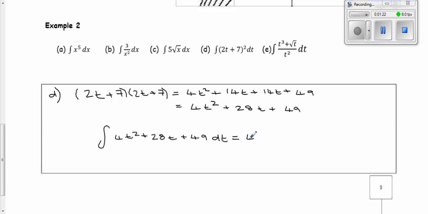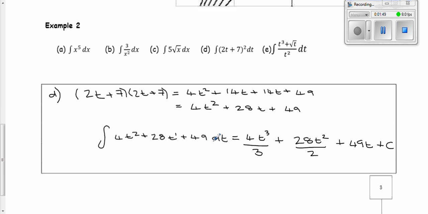So we've got 4t, 2 add 1 is 3, divide by that 3, plus 28t. Remember this t, that is actually to the power of 1. So when we add 1 to it, we get a 2. Divided by 2 plus 49t plus a constant.